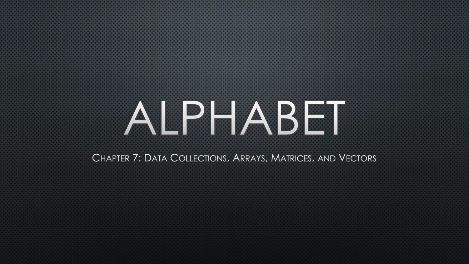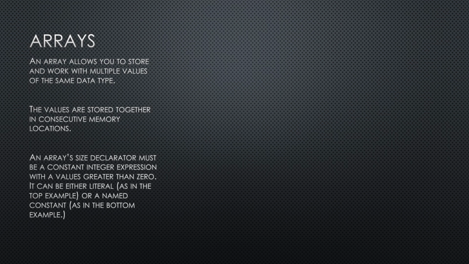Chapter 7 is about data collections, arrays, matrices, and vectors, and our first program in Chapter 7 is going to be Alphabet. Let's talk a little bit about arrays before we get started.